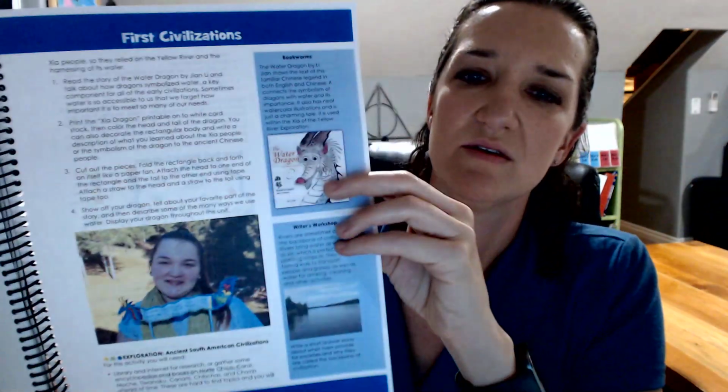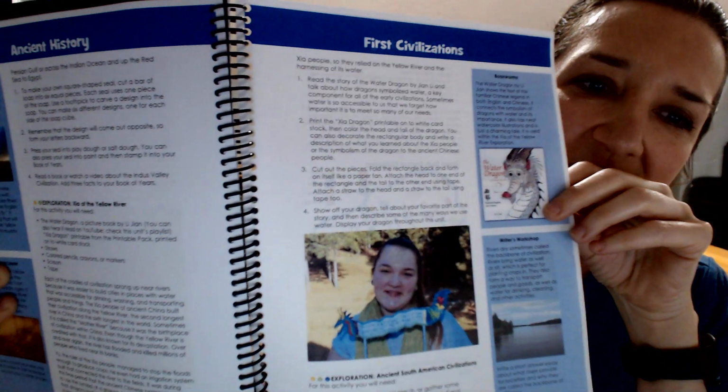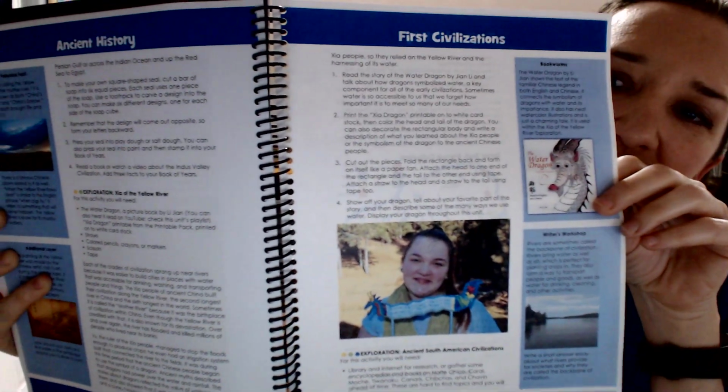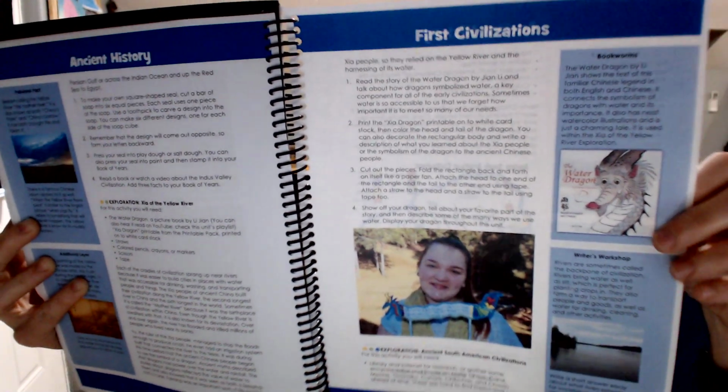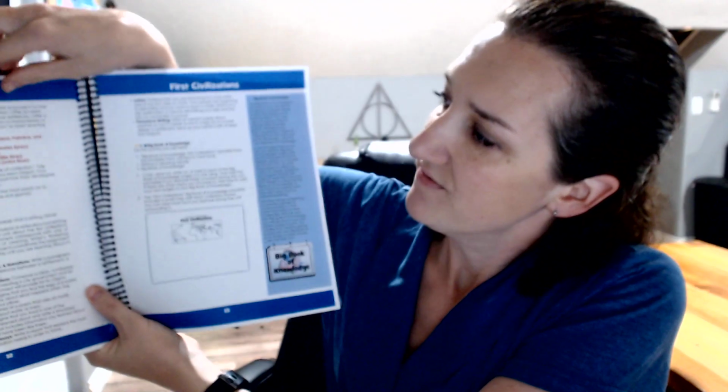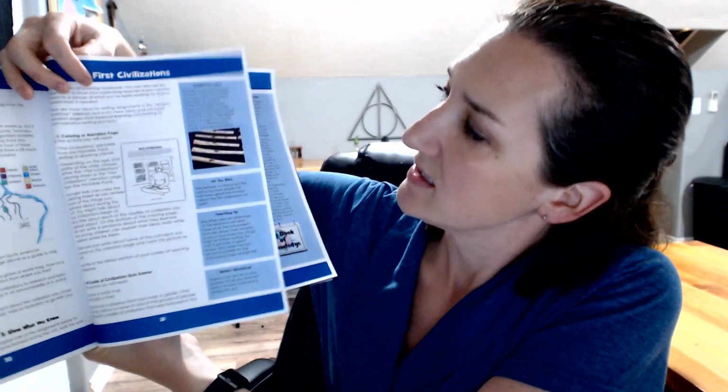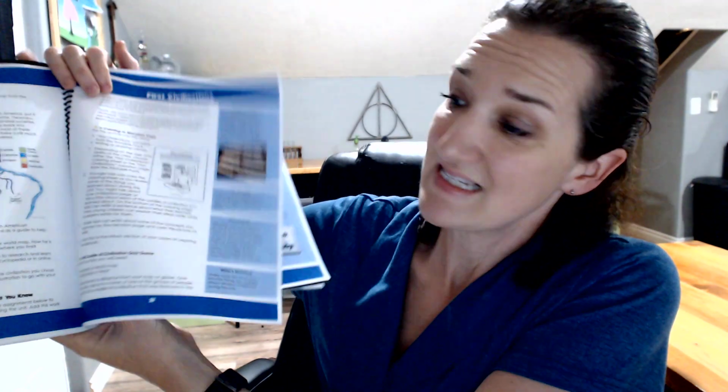I'm still going. I'm going to show you a few pages here. So you'll often see the projects, the explorations, and then along that you'll see the sidebars with all of the extras. What I was trying to get to is, in this one there are 33 pages of activities for the history.